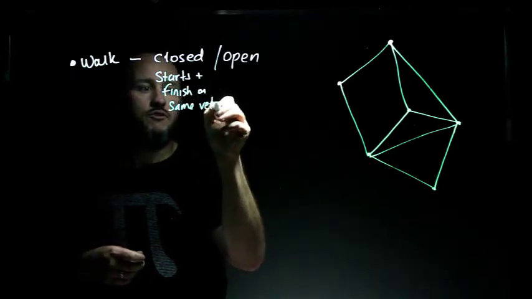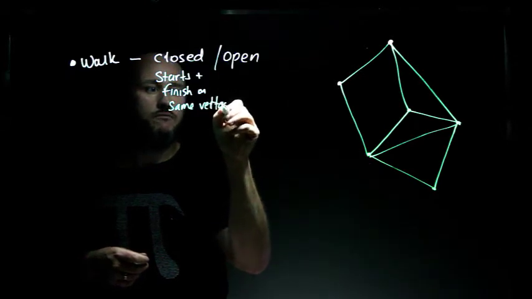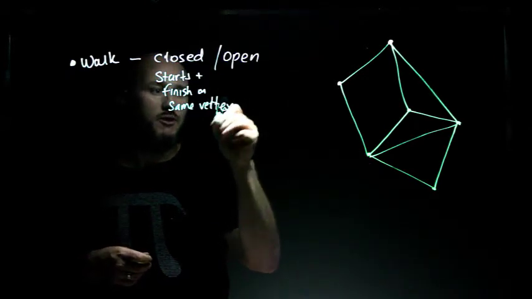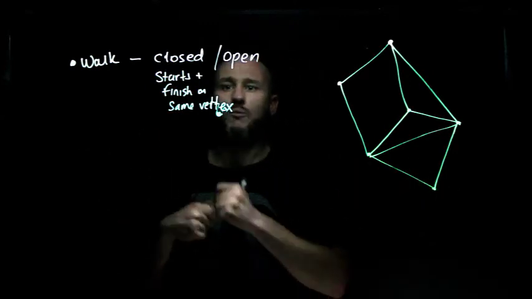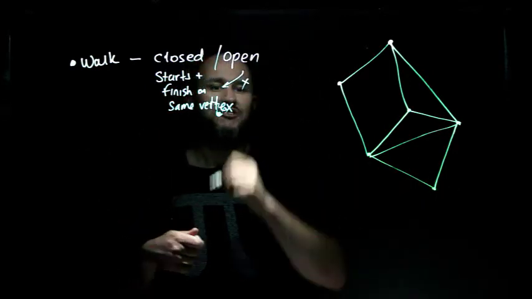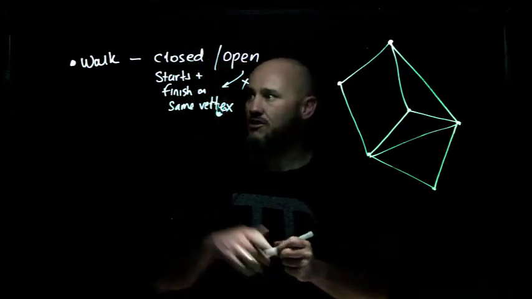There we go, I've written in front of my face, which means you won't be able to see it, and I've misspelt everything. There we go. Open means it starts and finishes on different vertices, so open is the opposite. Let me draw an arrow there with a little cross. Okay, so there's a walk.